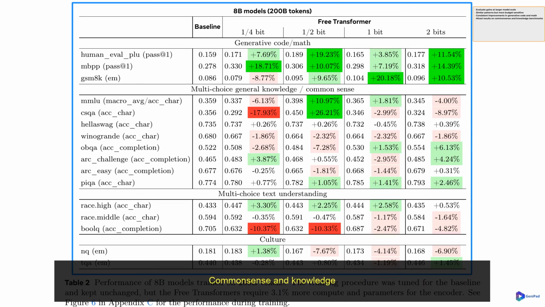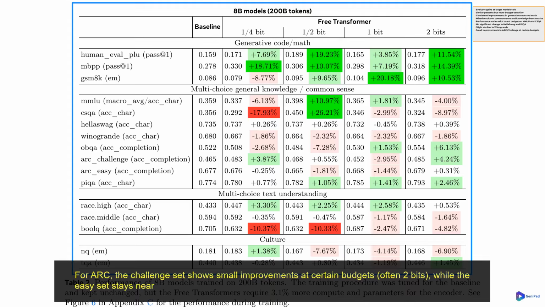Common sense and knowledge benchmarks are mixed and depend on the budget. MMLU and CSQA can swing from drops at low or high budgets to sizable gains around a half bit. HellaSwag and PIQA are effectively unchanged, with tiny improvements at some settings. Winogrande tends to dip slightly. For ARC, the challenge set shows small improvements at certain budgets, often 2 bits, while the easy set stays near parity.